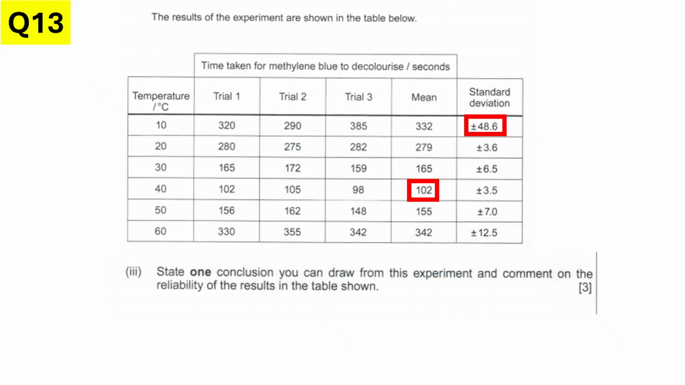Now, the other data that we really want to look at is the standard deviations. So we can see at 10 degrees C, there's a mean value of 332 seconds. So it's obviously taking longer for methylene blue to decolorize, but there's a lot of variation in the 3 trials that they've measured. So because the standard deviation is plus 48.6 above 332, or minus 48.6 beneath 332, that indicates that the mean value is less reliable because there's so much spread of data away from that actual mean value.